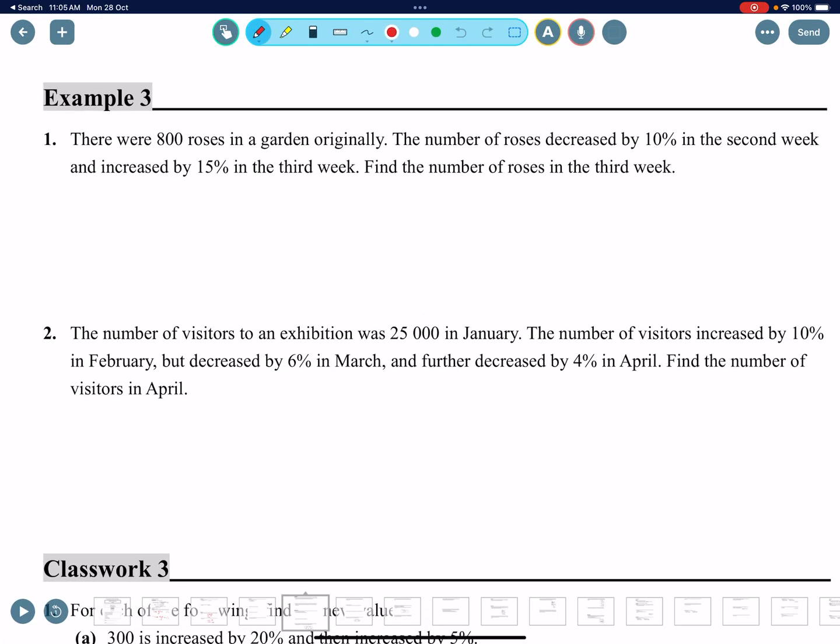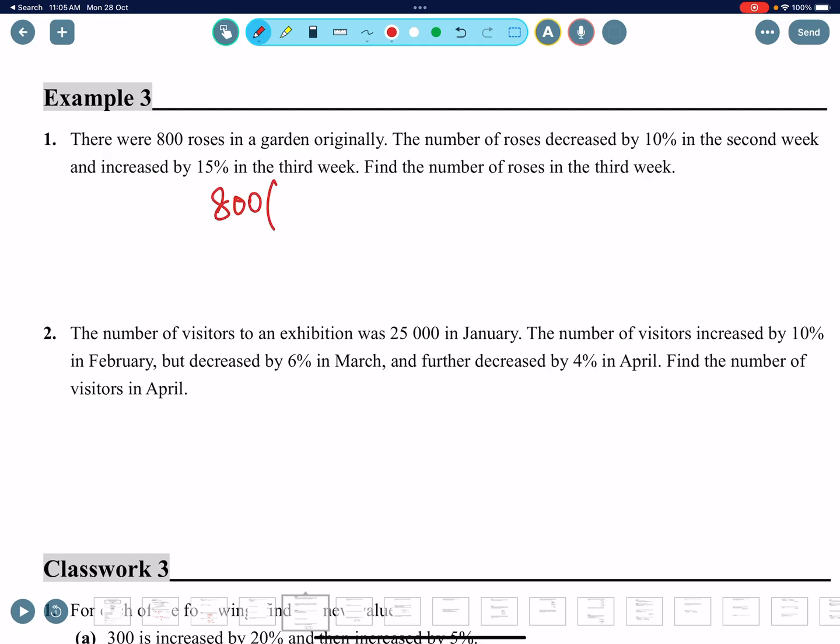Example 3 is basically what we call successive, I think. You're going to have different percentages consecutively. So in this question, 800 roses originally. Then it decreases by 10% the second week, maybe because of a storm. And then on the third week, it increased by 15% because the sun came back. So find the roses on the third week.